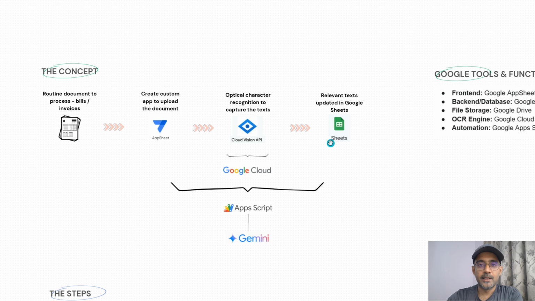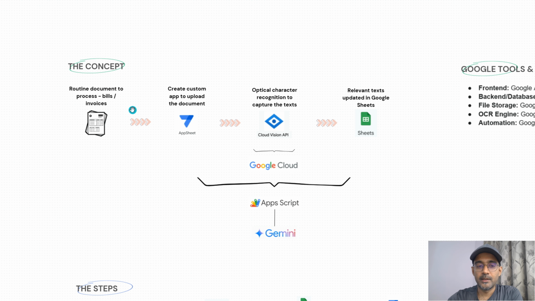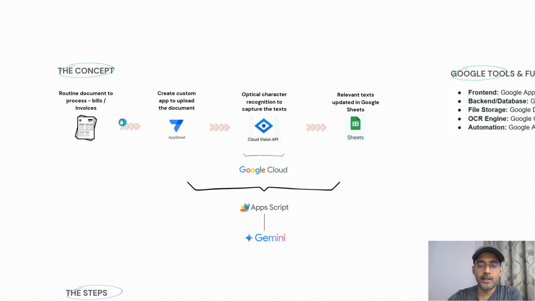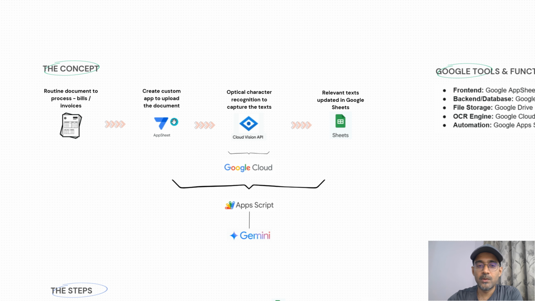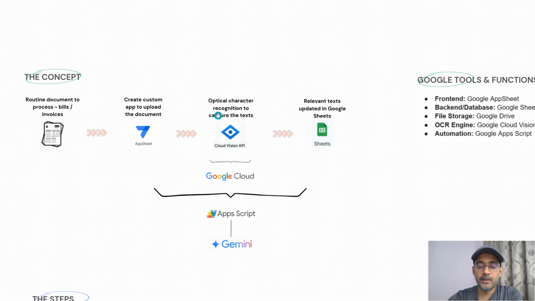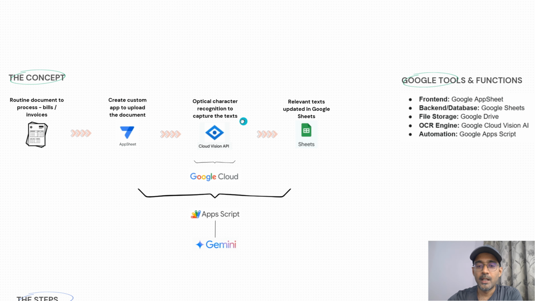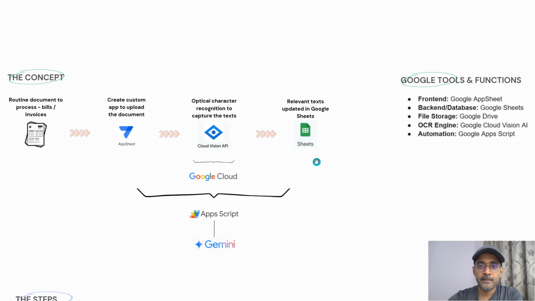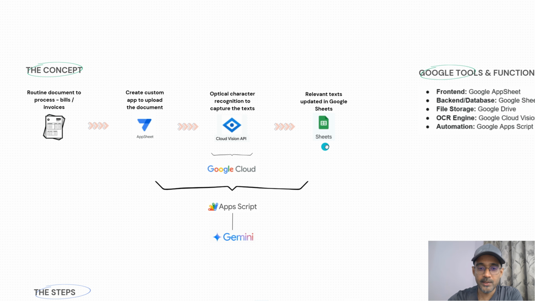So before looking at the details, let's try to understand the concept of how this works. We have the utility bills or invoices, and this is either in PDF or image format. And then we'll be using Google's AppSheet as the front end or application to collect or upload this information, and then it is sent to Google Cloud Platform's Cloud Vision API function, which is the OCR that takes the text information, and this will then be used to fill up the relevant fields in Google Sheets.